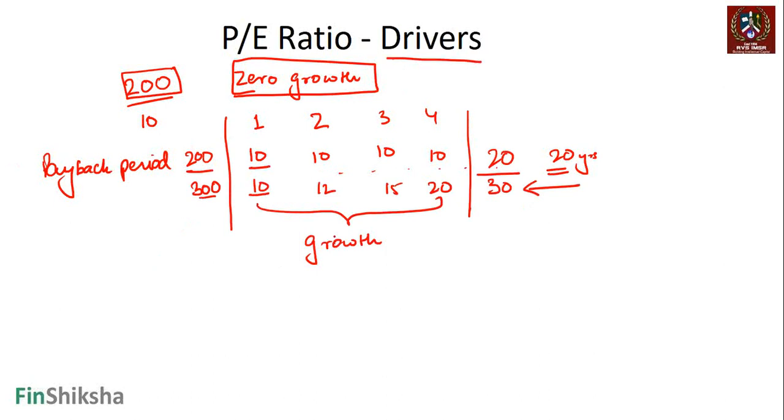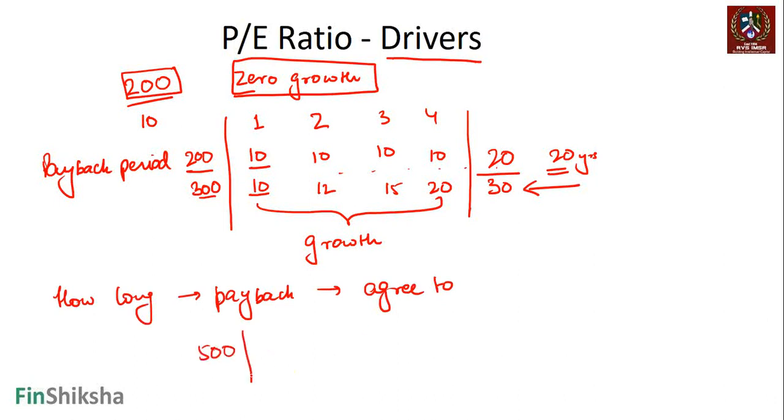The second driver that you will see will be with respect to things like how long are you willing to give your money to a company? So the question is how long a payback period can you agree to, right? Now that depends on what kind of faith or trust you have in the company that it will survive that period. So if you're paying 500 rupees for a company that's giving you 10 each year, you're effectively saying that I expect the company to survive for 50 years. Nothing will happen to this business over a 50-year period.